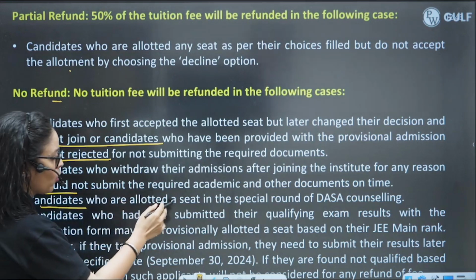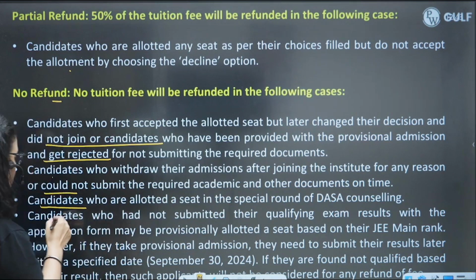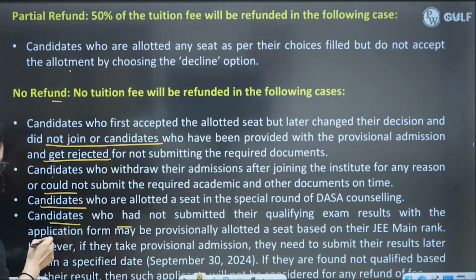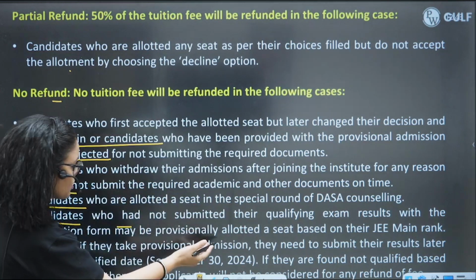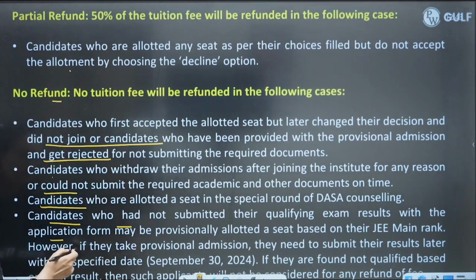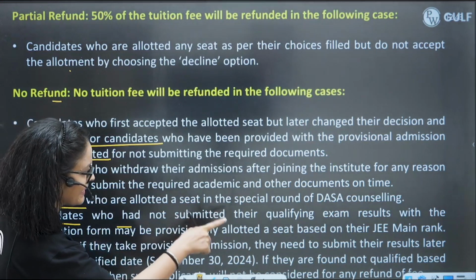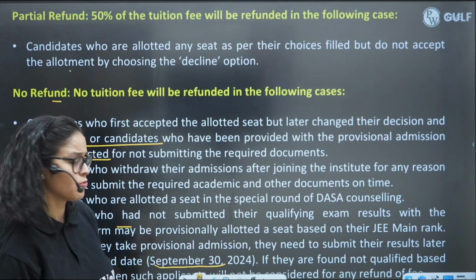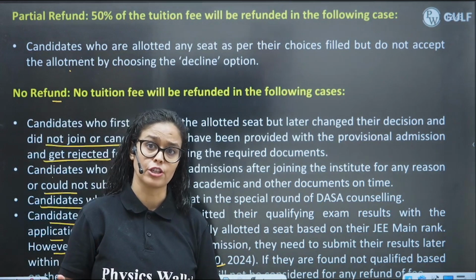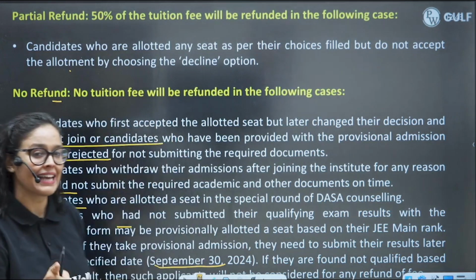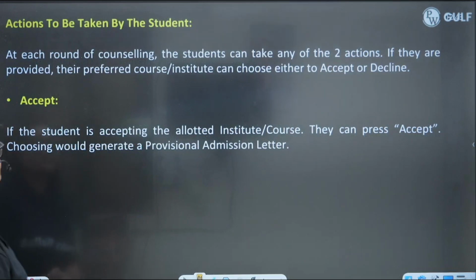Candidates who are allotted a seat in the special round of DASA counseling, candidates who had not submitted their qualifying exam result with the application form, may be provisionally allotted a seat based on their JEE Main rank. However, if they take provisional admission, they need to submit the result by the specified date, September 30, 2024, or if you are going for 2025, then September 30, 2025 would be the last date. In that condition, you will not get any refund.